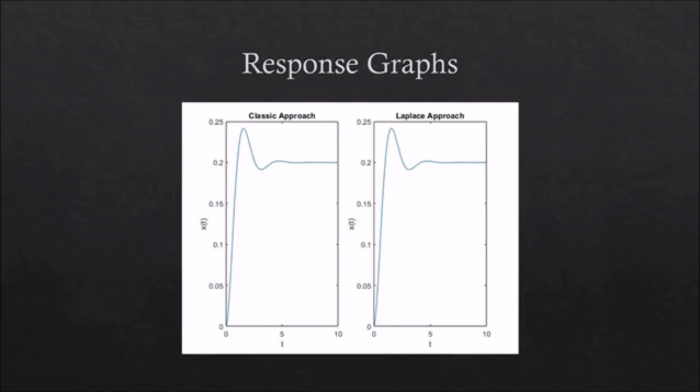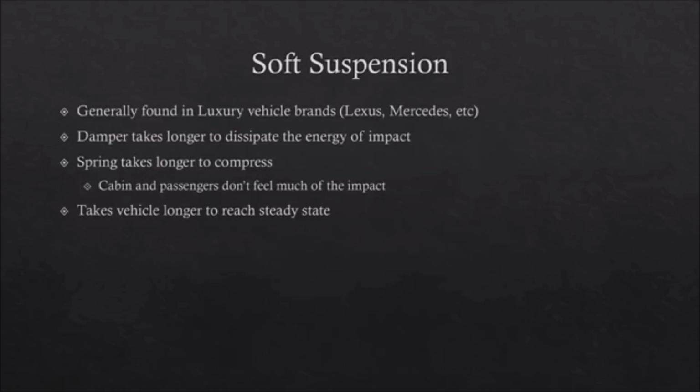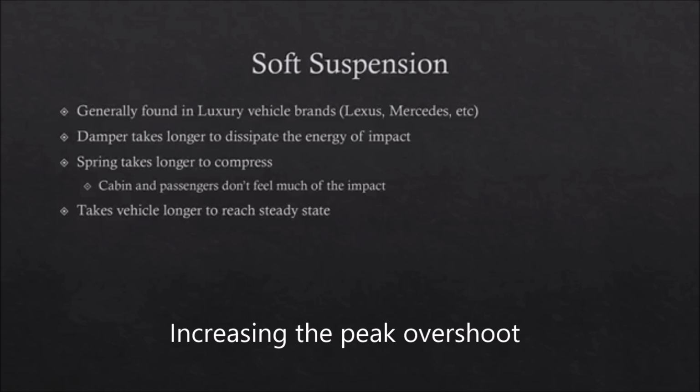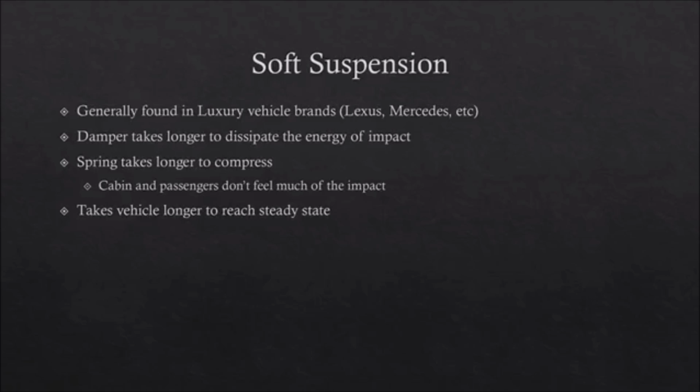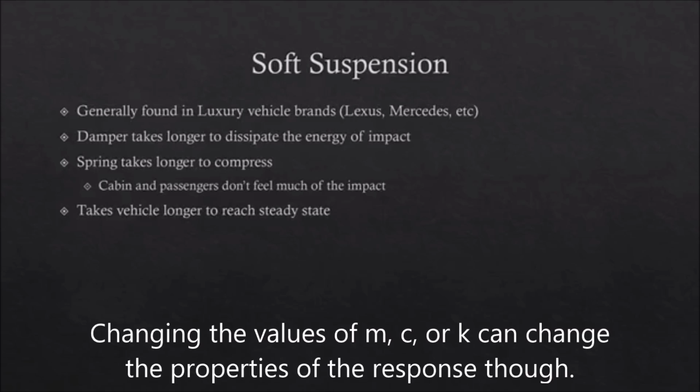Let's start with what's known as a soft suspension setup. This is the kind of setup that you would generally find in more luxurious vehicles. In a softer suspension, the damper of the system would take longer to dissipate the energy of impact, but the spring would take longer to compress, so the cabin of the vehicle wouldn't receive a very large jolt upon impact. A vehicle with a system like this would take a long time to reach steady state.